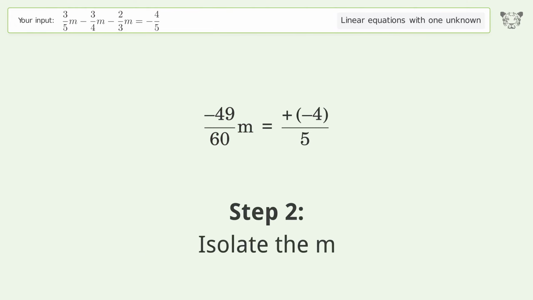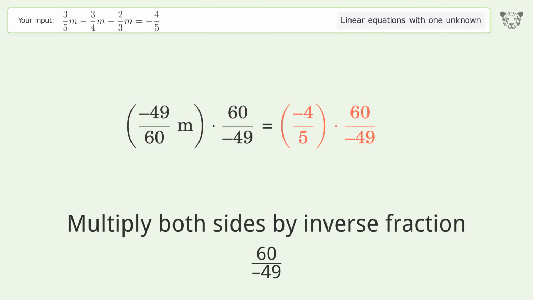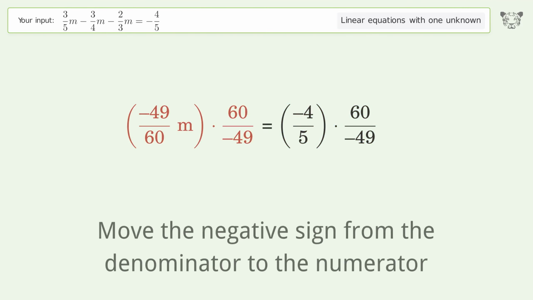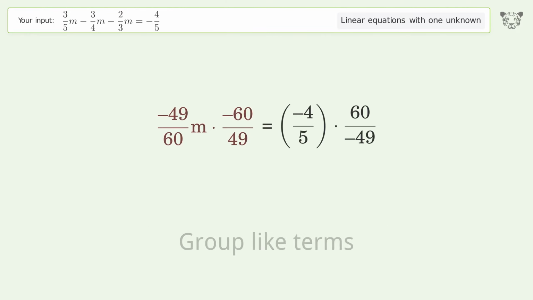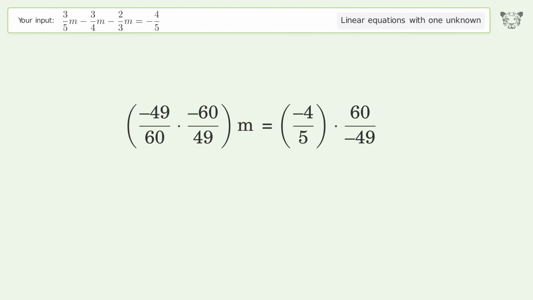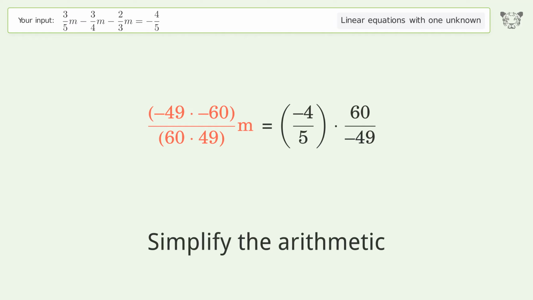Isolate the m. Multiply both sides by the inverse fraction 60/-49. Move the negative sign from the denominator to the numerator. Group like terms. Multiply the coefficients. Simplify the arithmetic.